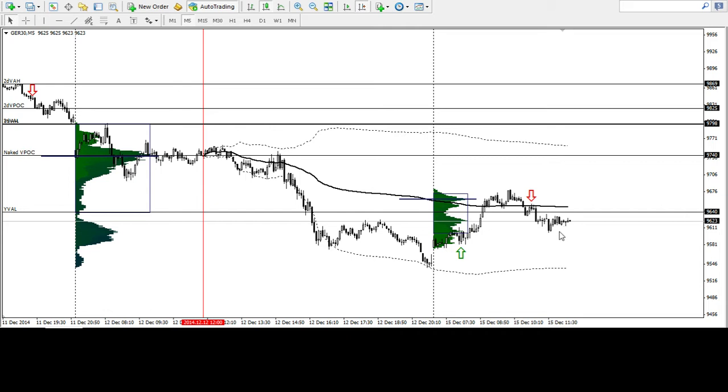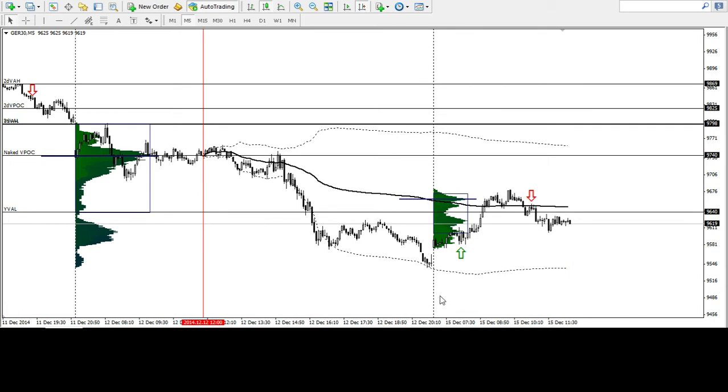On the 5-minute chart at the moment, we can see that the DAX is starting to compress, so I'd imagine fairly soon there's going to be a bit of a move one way or the other. I'm going to put my stop up, perhaps around about this VWAP level, just above it, just in case we do get a break to the upside, because I'm looking for this to break down.